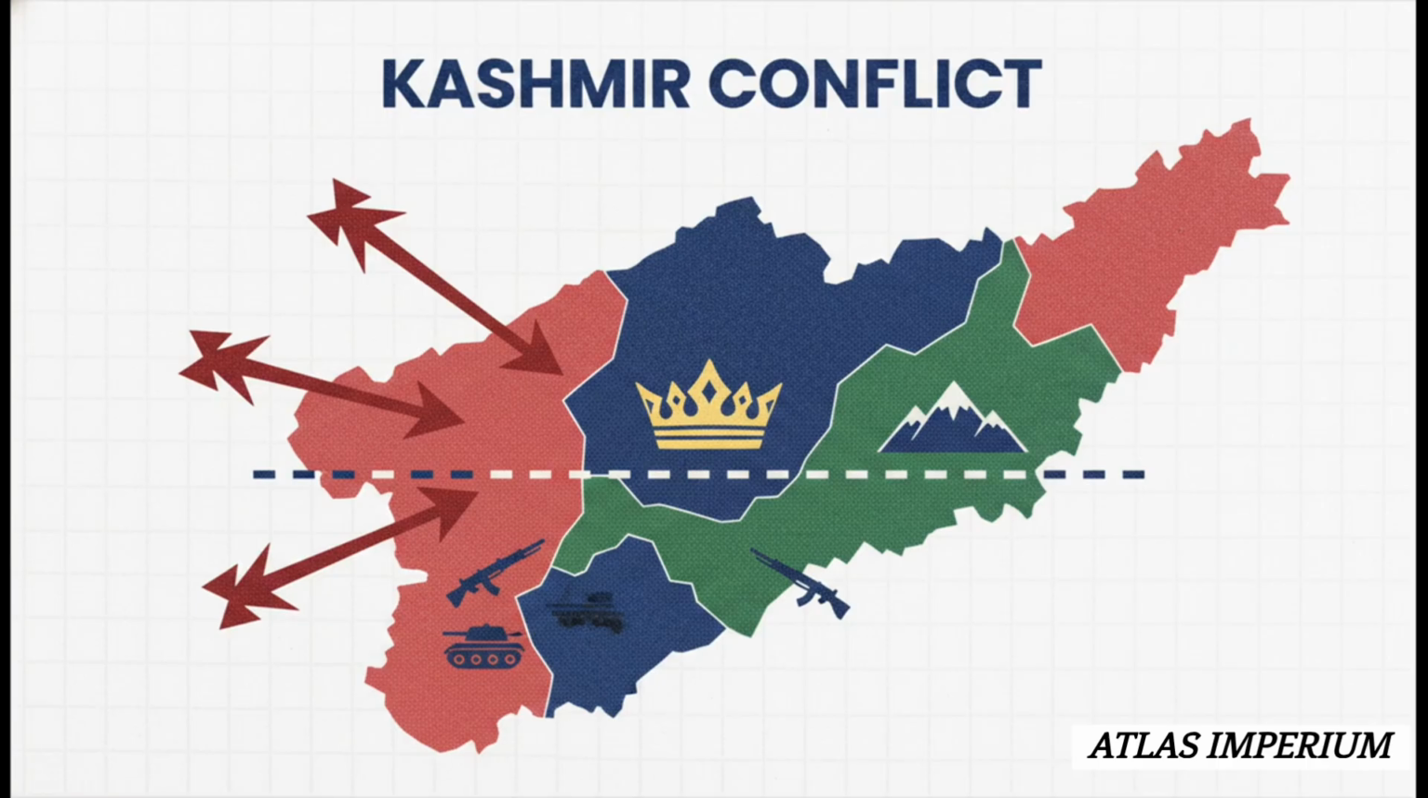You had a Hindu Maharaja ruling a majority Muslim population. Initially, he didn't join either nation. But when Pakistani troops infiltrated, the Maharaja urgently traded integration with India for military help, and boom, that ignited the very first Indo-Pakistani War. It became such a massive diplomatic mess that after 2 years, the United Nations actually had to step in, negotiate a ceasefire, and draw a temporary border.